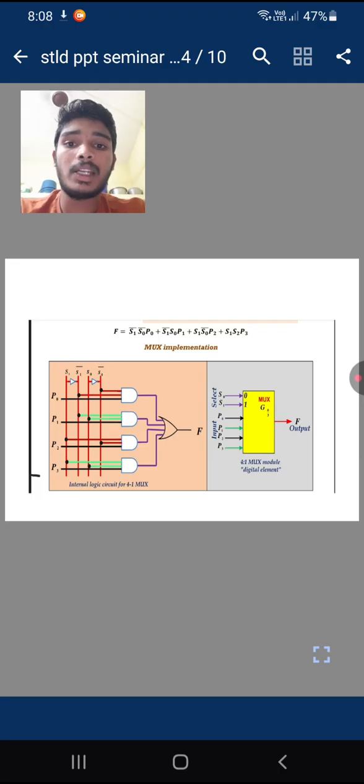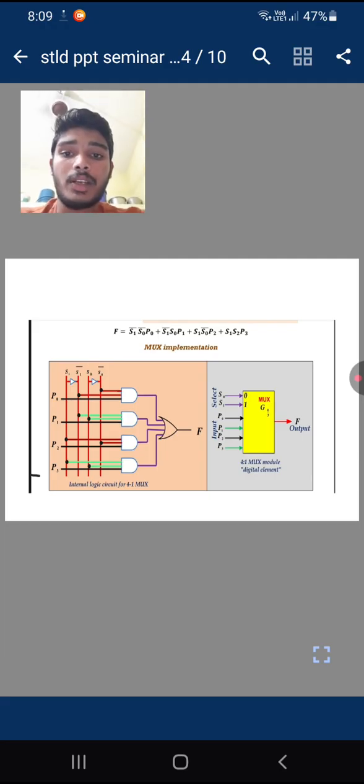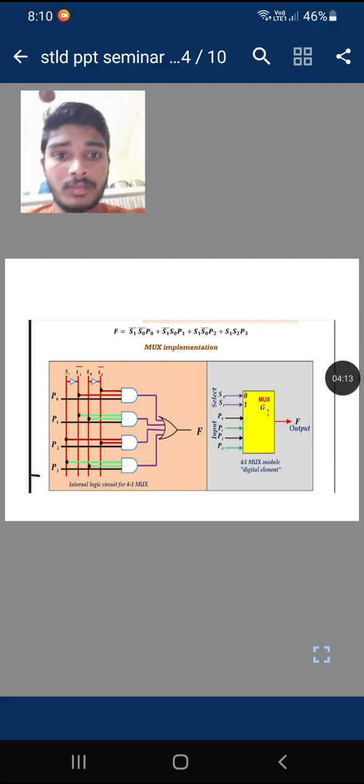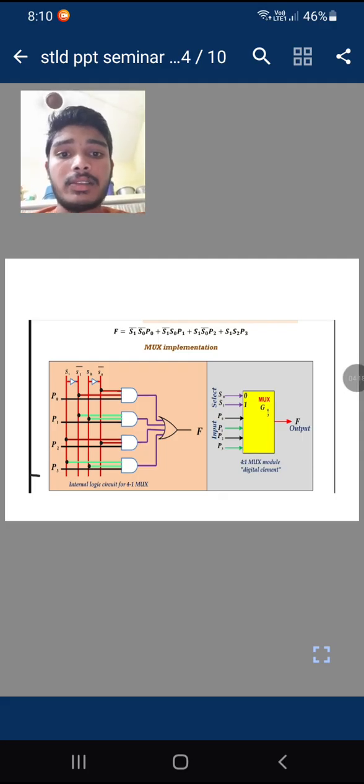Now the multiplexer implementation using a logic diagram. Here the AND gates are used, in one SOP form. Let us take the inputs P0, P1, P2, P3 and the complements of the selection inputs also: S1 bar, S1, S0 bar, S0. By connecting the total output equation, we get the logic diagram of the multiplexer. On the right side is the 4x1 mux module as a digital element.